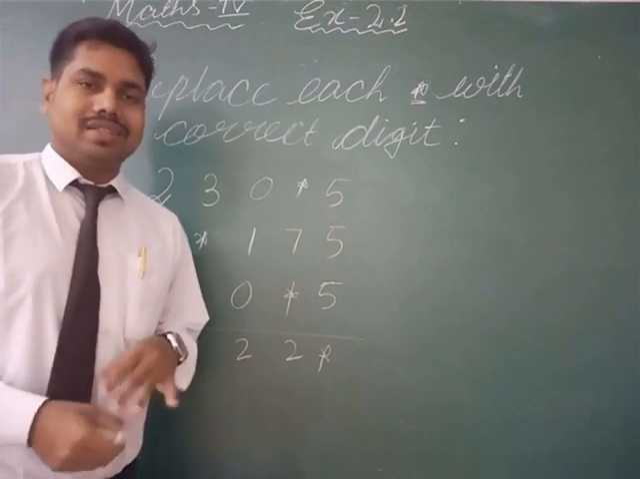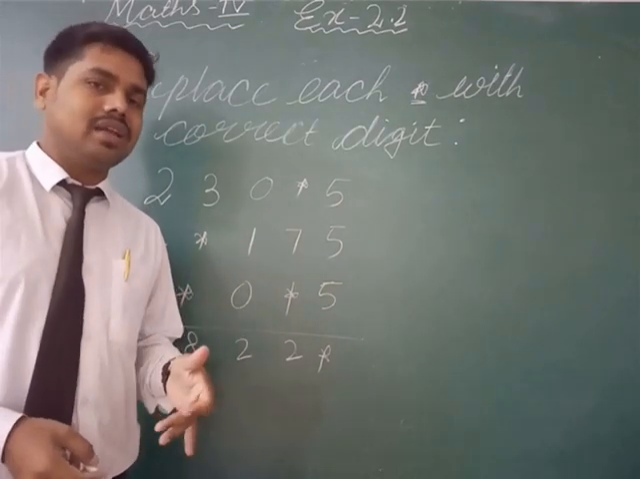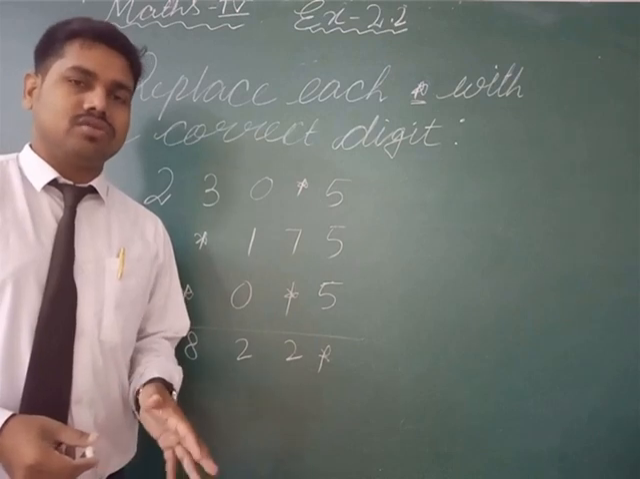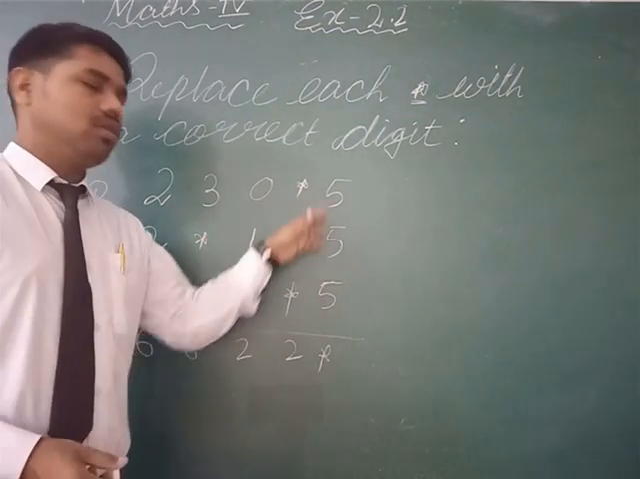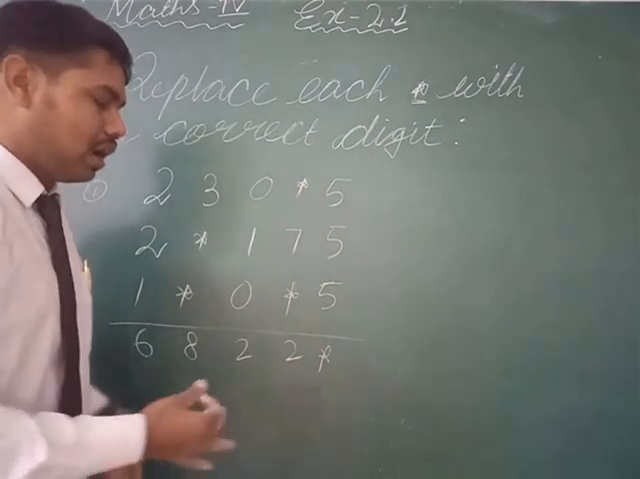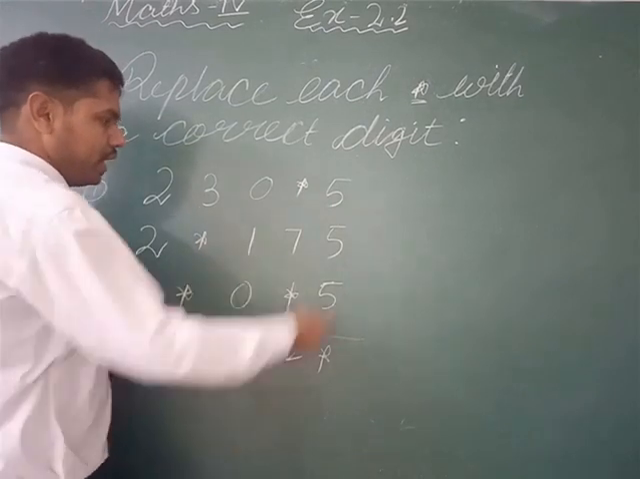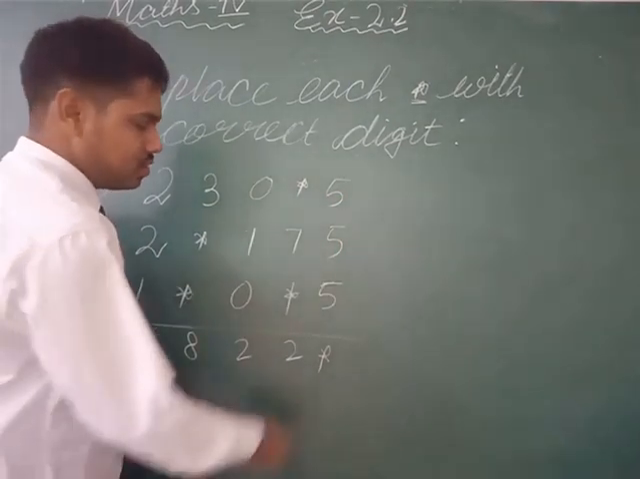It is not necessary that whatever I am explaining is the only answer. The answer may vary from student to student, because somewhere you can see two digits are there, and instead of these, students can replace their own digits. So let's discuss how to do the first one. Here 3 plus 5 is very easy. 3 plus 5 is 15, so it will be 5.